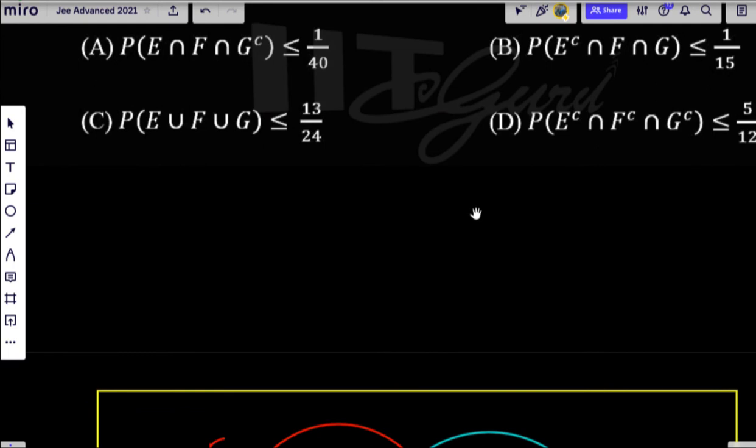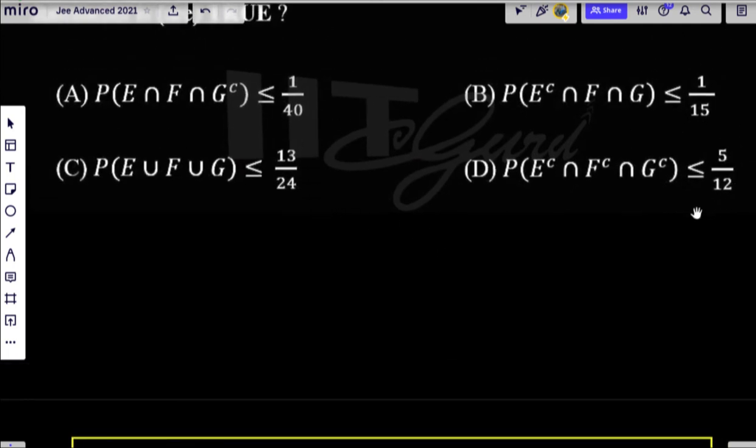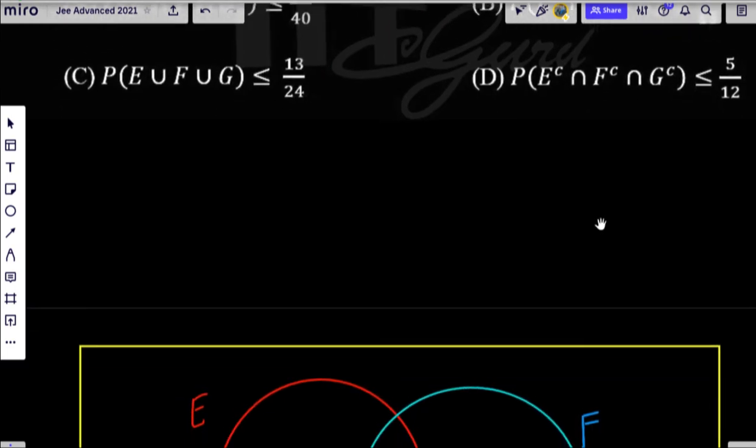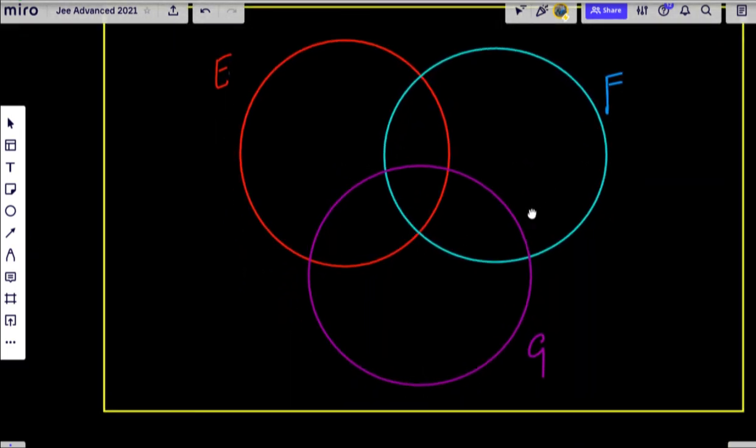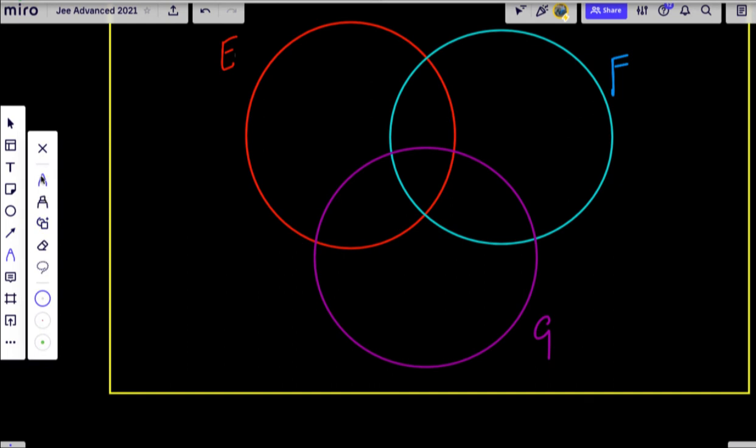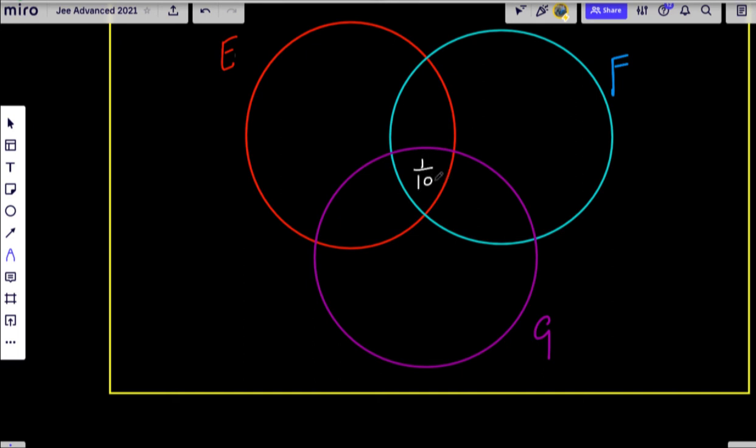Although all these things, 24, 40, 15, 12, you can take this, and here we can say this is 1 by 10. This is given as probability, as per the question. It is given as 1 by 10. Okay, this is E intersection F.